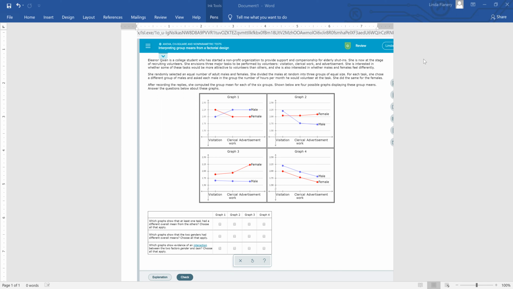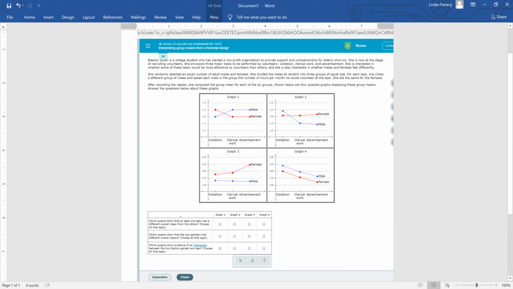So the first question says, which graphs show that at least one task had a different overall mean from the others? Choose all that apply. So they're asking about the tasks, at least one task.